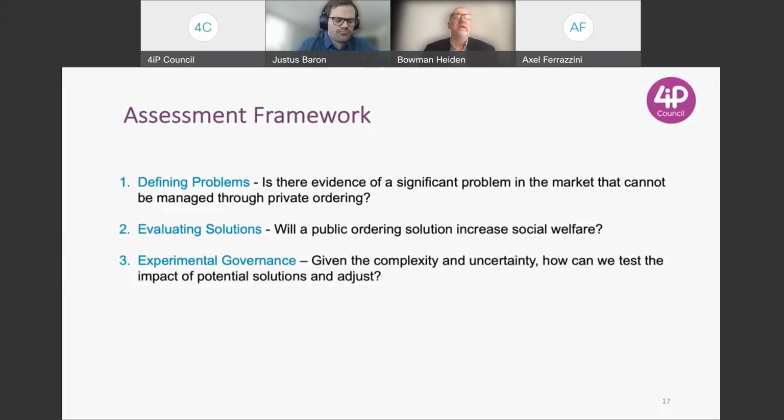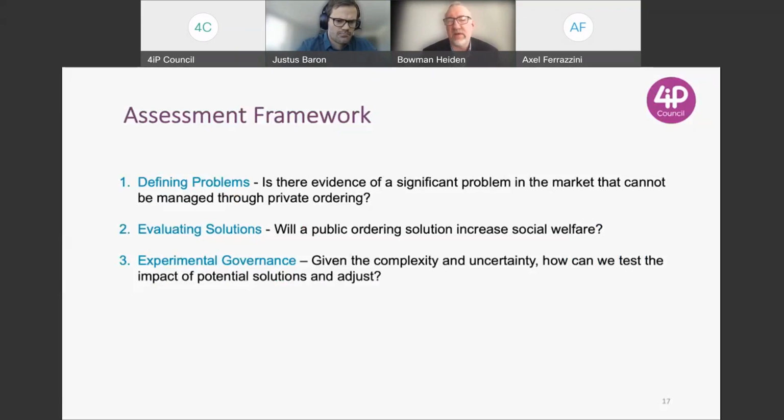So as we move forward, we defined a simple assessment framework. We have it in more detail in the article. But we want to look at three things, basically. We want to look at defining the problems, evaluating solutions, and then, of course, implementing solutions, what we call experimental governance.